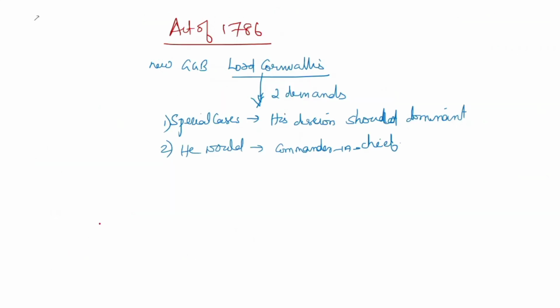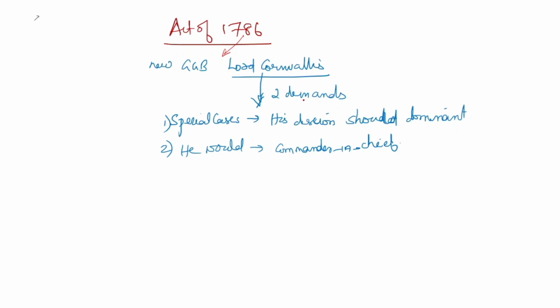The next act is the Act of 1786. This act was introduced at the demand of Lord Cornwallis. In 1786 Lord Cornwallis was appointed as the Governor General of Bengal, but he had two demands.